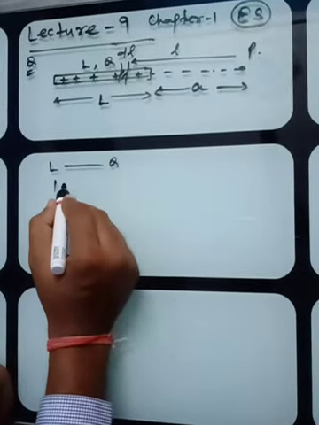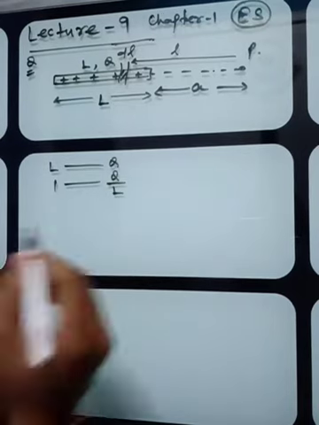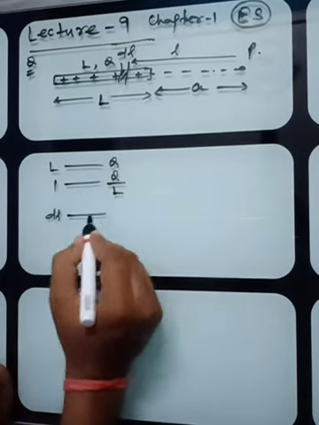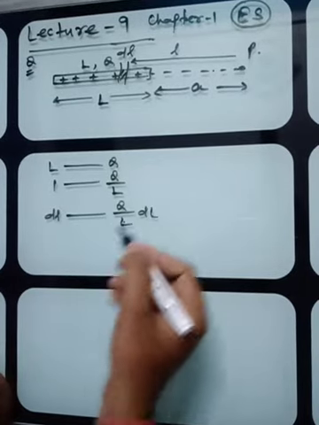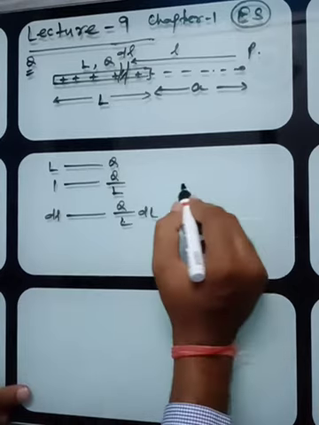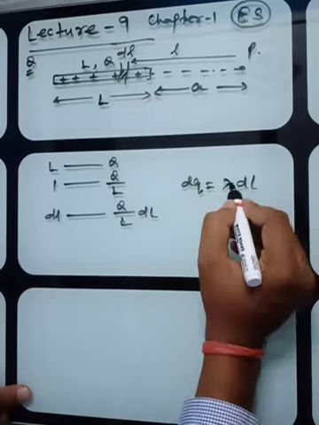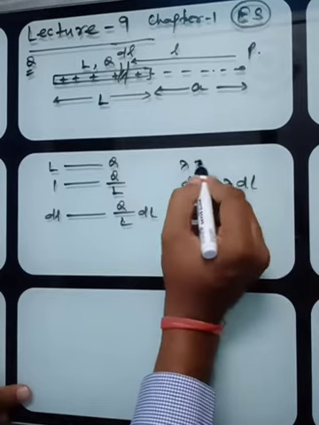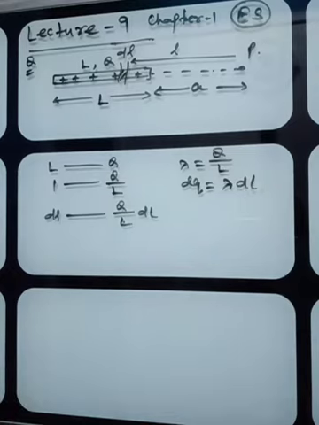In unit length, the charge will be how much? Q by L. So in elementary length dL, the charge will be Q by L into dL. Directly, as we have studied, we can write this as dq equals lambda times dl also. And what is this lambda actually? Lambda is nothing but Q by L, charge per unit length, which is called the linear charge density, lambda.